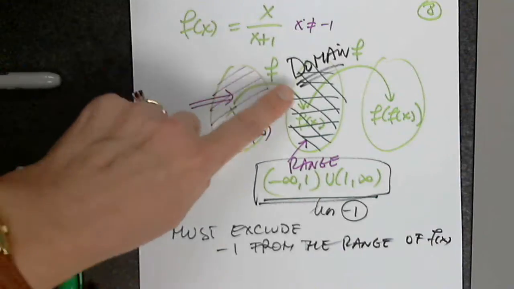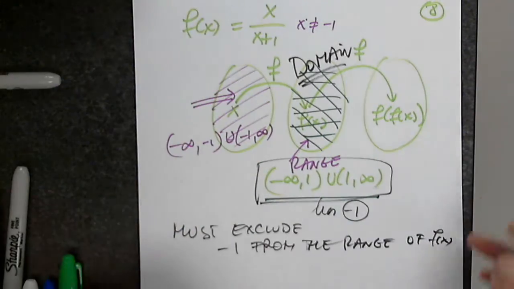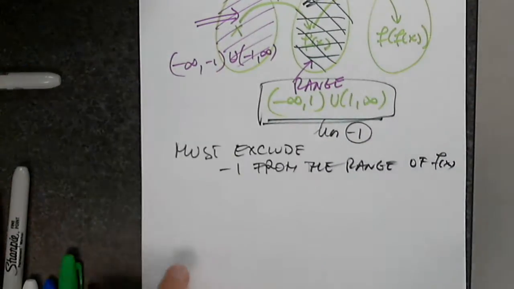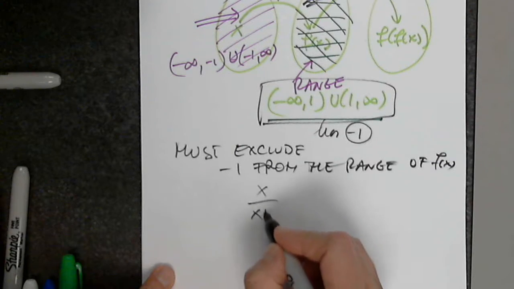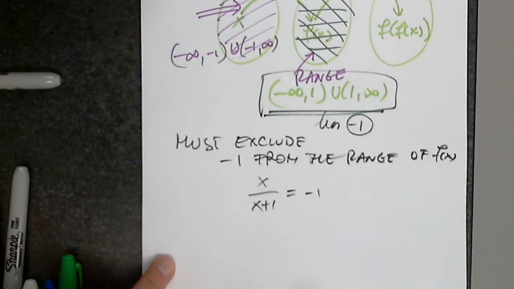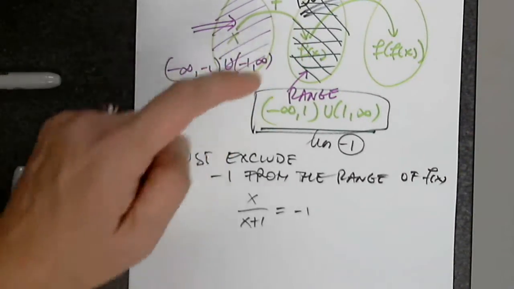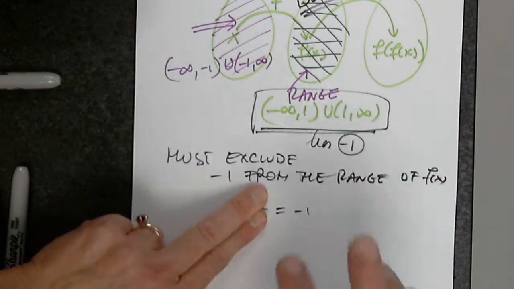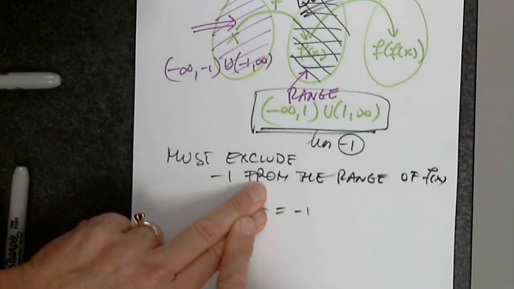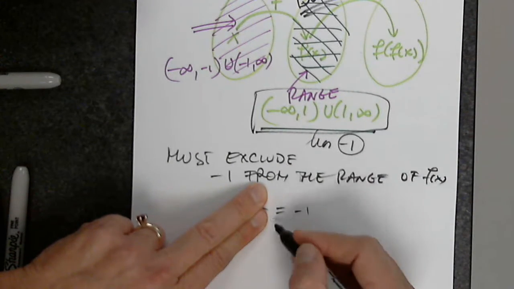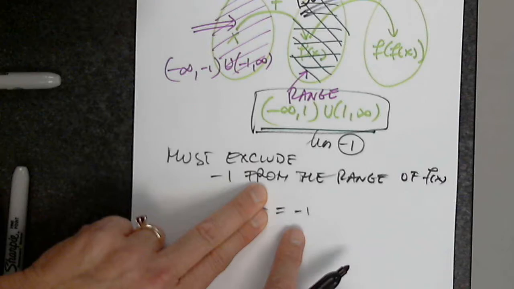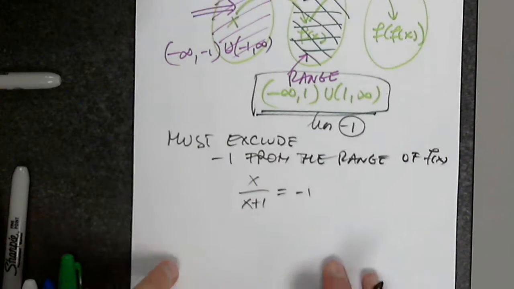I have to exclude negative 1 from the range of f of x. In other words, x over x plus 1 equals negative 1, right? I bring in the range, the y value, so the y value of f cannot be negative 1. I'm going to cross it in a minute. I'm just going to solve the equation with the equal symbol, and then I'm going to cross it.